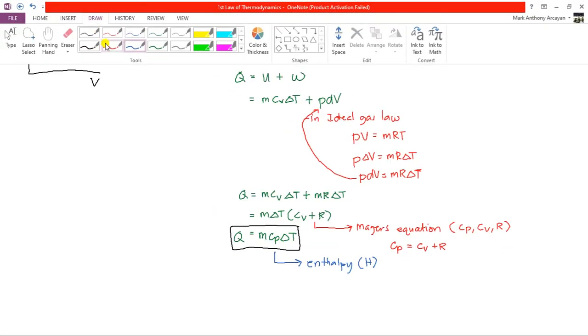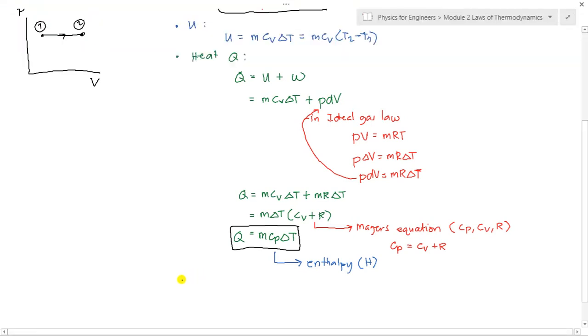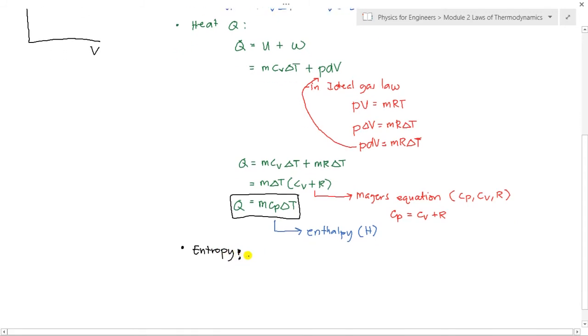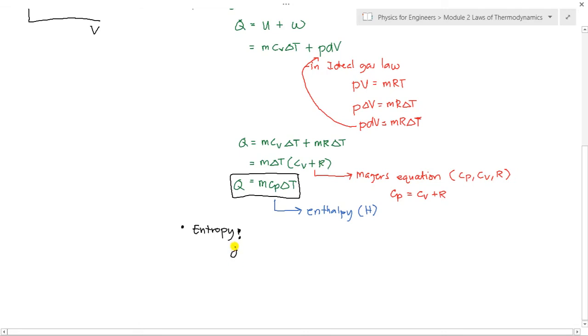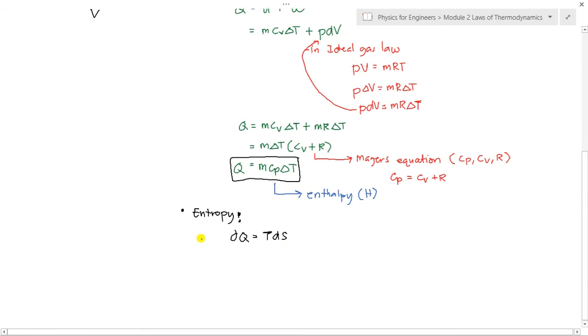And the last thing is entropy. So we have here entropy. Again, don't forget the basic formula for entropy, that is dq equals T dS. Okay, dq is equal to T dS. And we all know that our dq is just mCp delta T. That would be mCp delta T equals T dS, and then divide both sides by T.